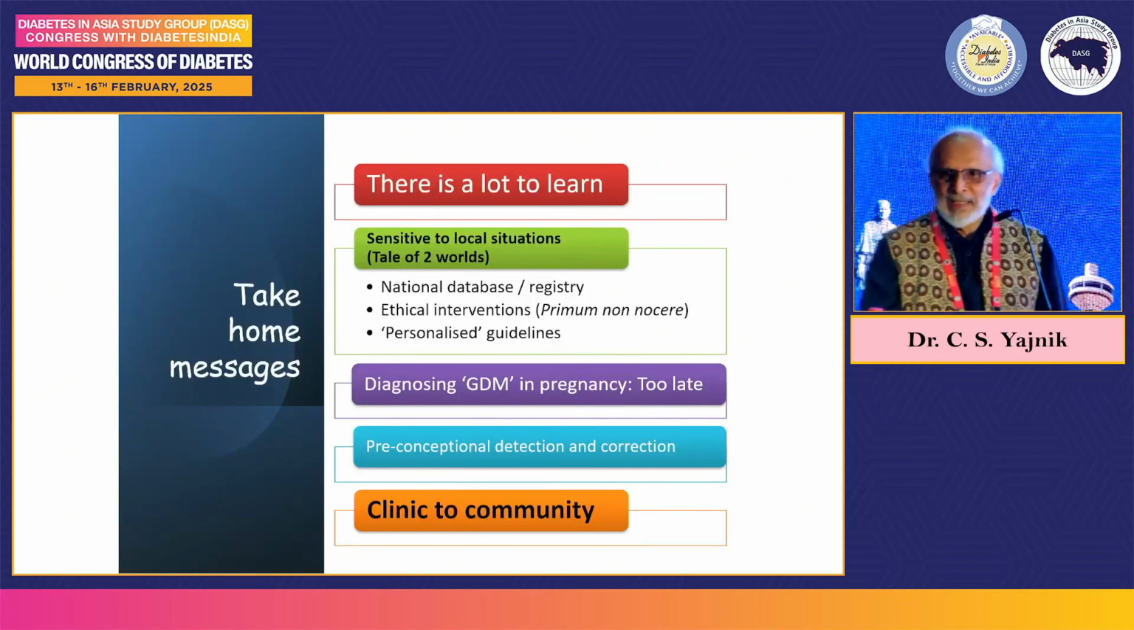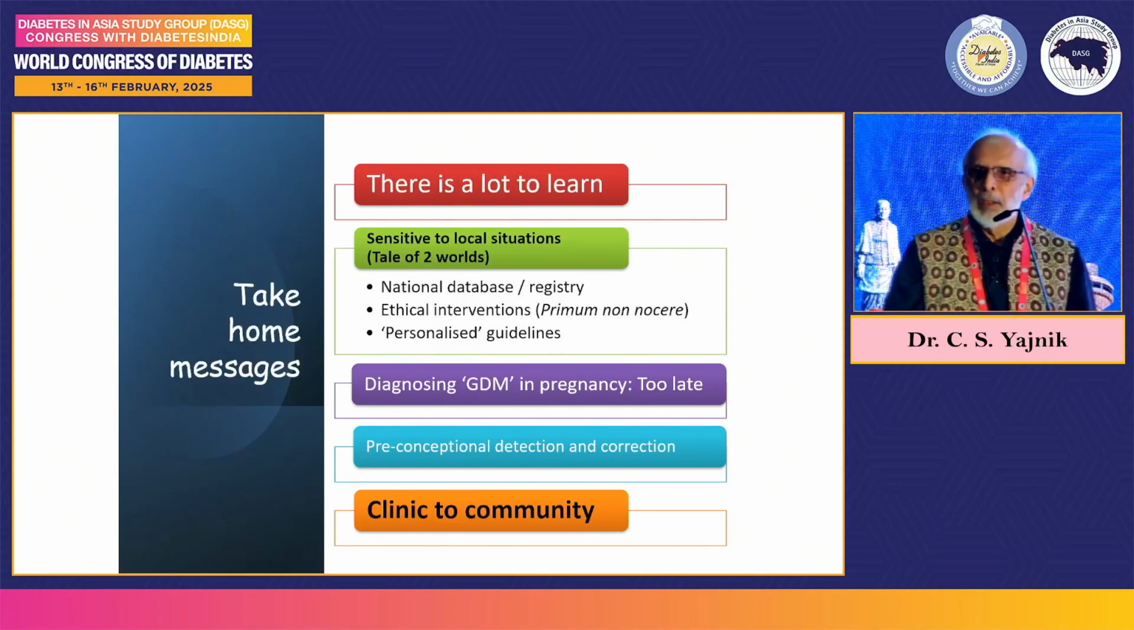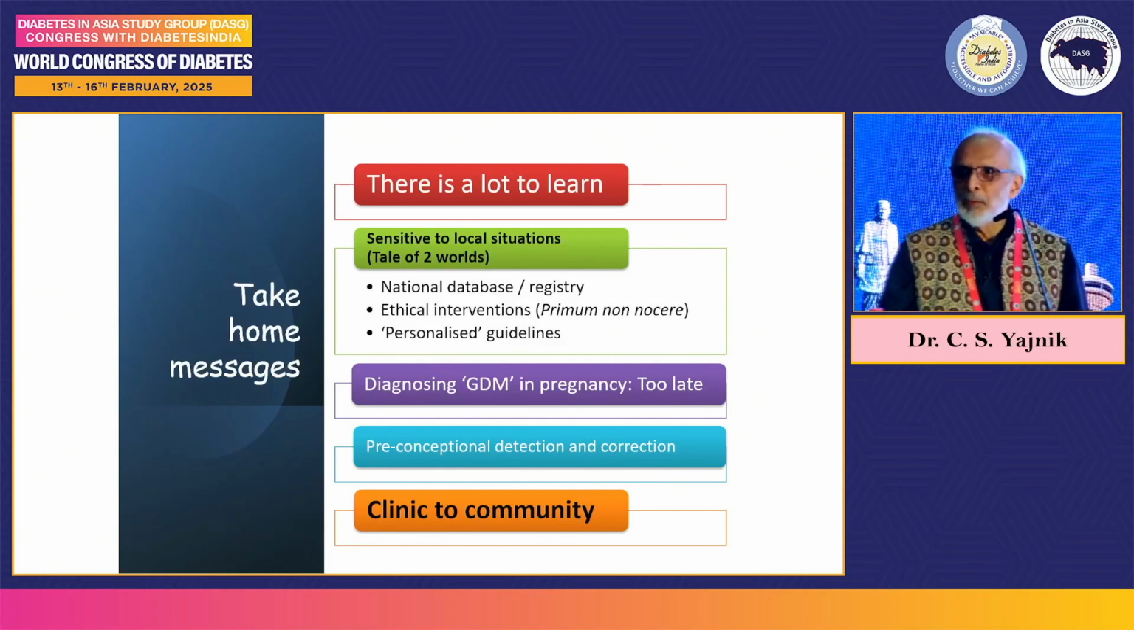So, the take home messages: there is a lot to learn, and I think there are many young people attending this meeting who would like to take up various researches. This is a very fertile field. We need to be sensitive to local situations and not go by the consensus statements and advice, especially of the big international bodies. We need a national database and registry, and RSSDI and Diabetes India are, I think, the agencies which can make that happen.